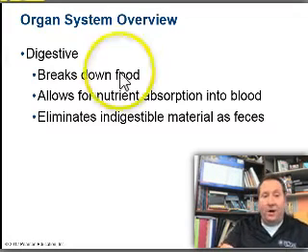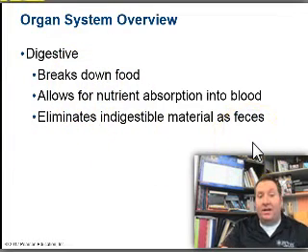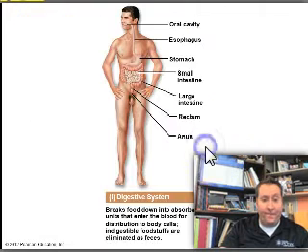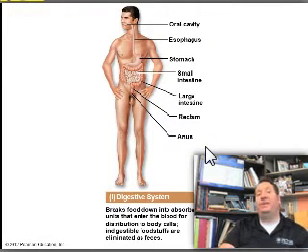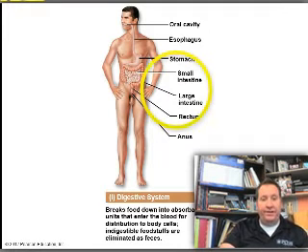And then those products that aren't able to be digested get eliminated as indigestible material that comes out as fecal matter. Major organs of your digestive system are things like your stomach, your small intestine, your large intestine, your esophagus, which are all major organs associated with your digestive system.